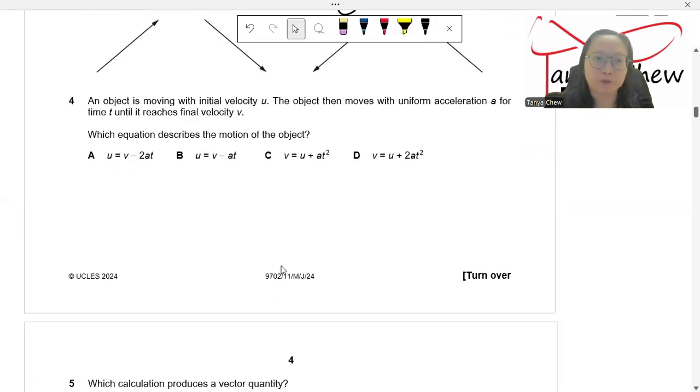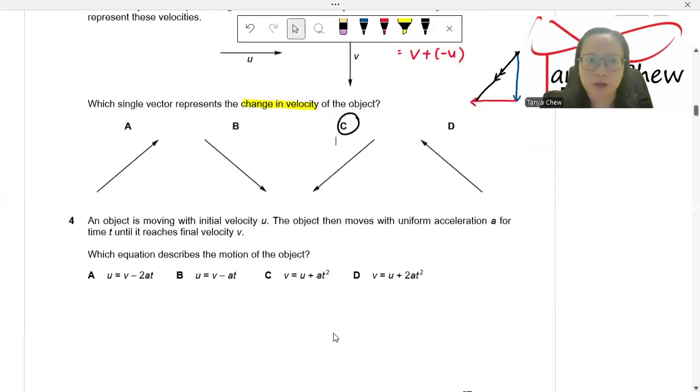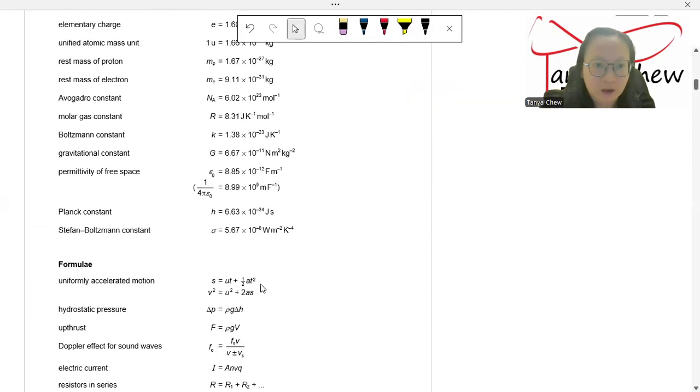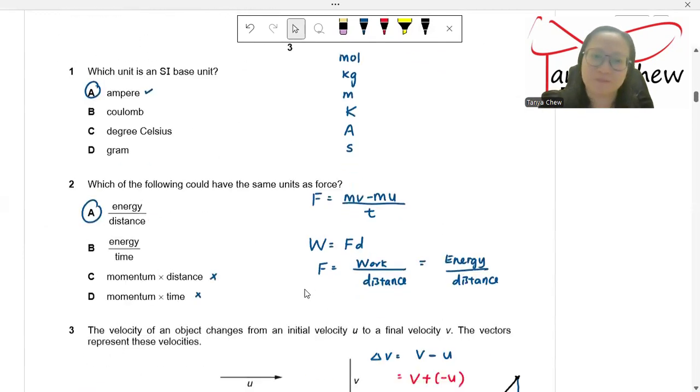Question number 4, an object is moving with initial velocity u. The object then moves with uniform acceleration a for time t until it reaches final velocity v. Which equation describes the motion of the object? If you don't remember this, you can actually scroll to one of the equations given. They didn't give it to you, but it's okay.